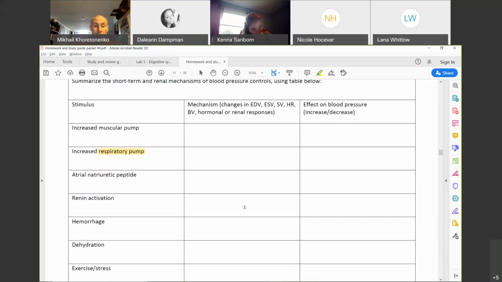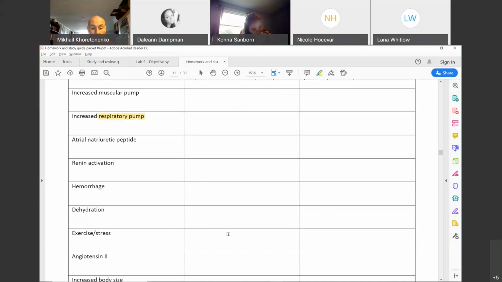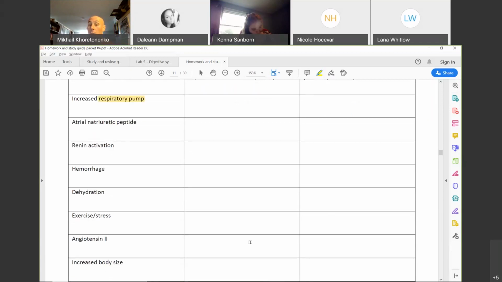Activation of renin leads to increased sodium retention, water retention, and vasoconstriction, increases blood pressure. Hemorrhage, you lose blood volume, you lose blood pressure. Dehydration, in the short-term perspective, you lose blood volume, you lose blood pressure. In the long-term perspective, your blood becomes thicker, it increases the viscosity, and may actually increase the blood pressure. Exercise, sympathetic stimulation, increased blood pressure. Angiotensin 2, aldosterone stimulation, so it's a renal mechanism, and constriction of the blood vessels, increased blood pressure.